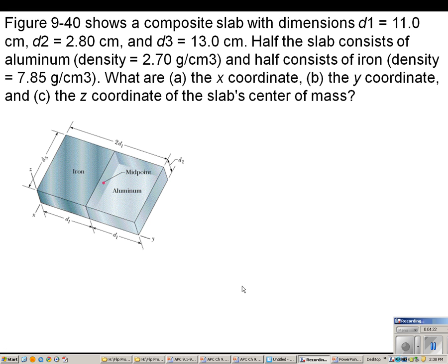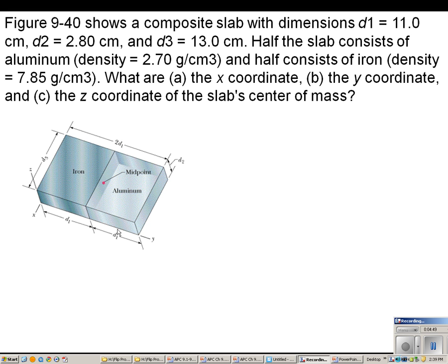Now you can do this by symmetry. The x-axis is along this line, and just by looking at this picture, you know that it's going to be halfway. It'll be right along this line that the x center of mass is. So that's half of D3, which is the 13 centimeters, so half of that is 6.5 centimeters. So the x coordinate is 6.5 centimeters.